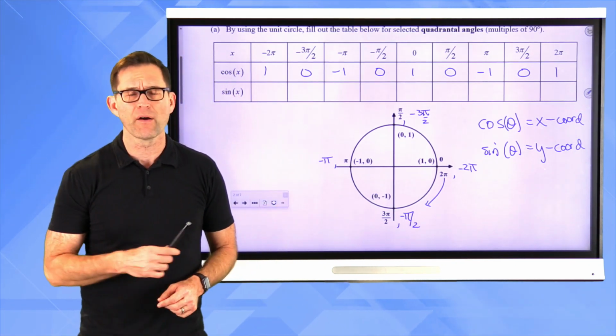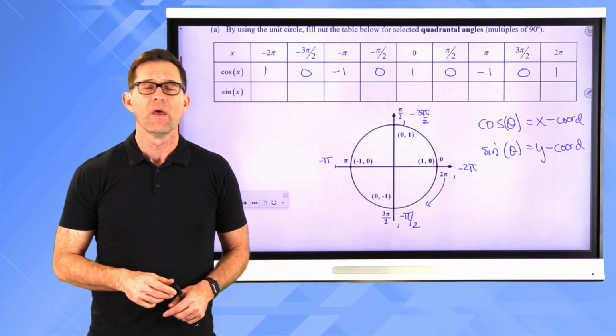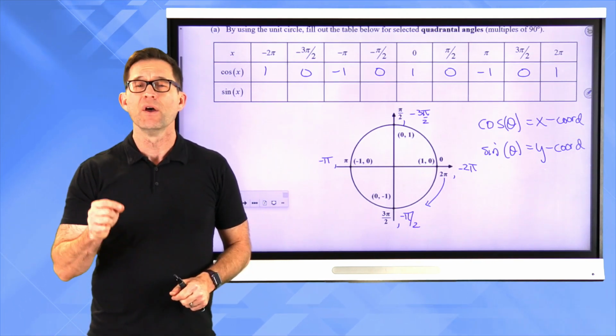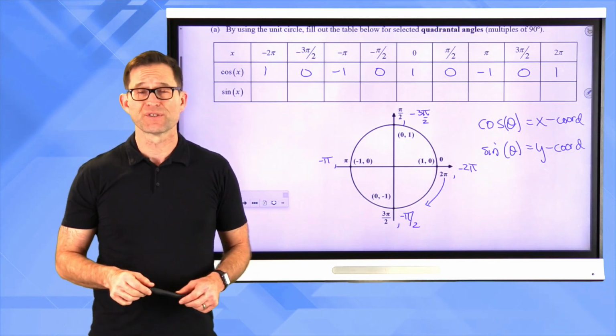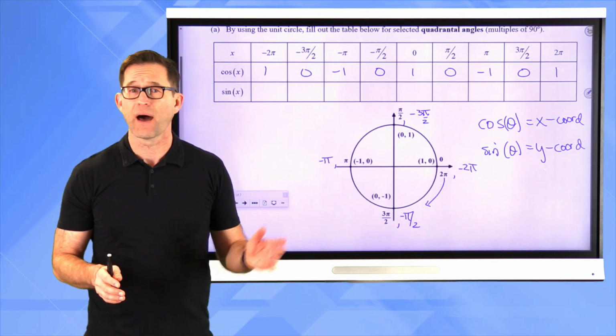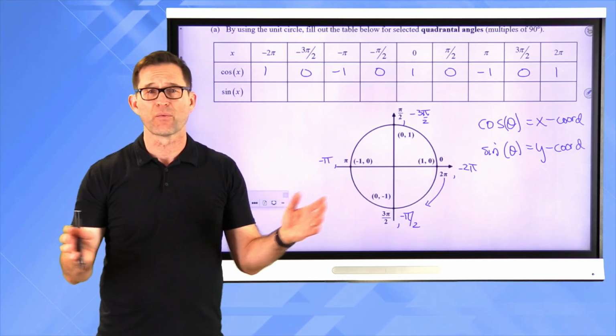Now you might be wondering to yourself right now, but what about pi over 3 and pi over 4 and pi over 6 and 5 pi over 6 and 4 pi over 3 and all of that? Well, these are good enough. They're going to be good enough to help us create the graphs and understand the graphs of cosine and sine. We don't need all those other special values to help us out.